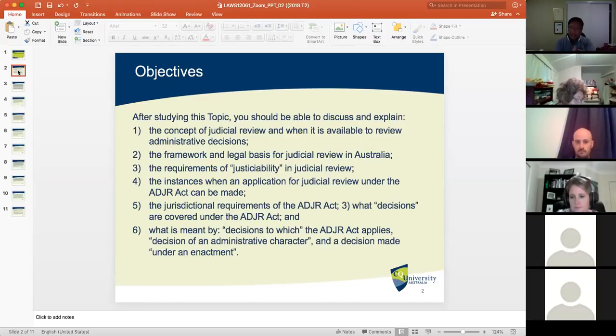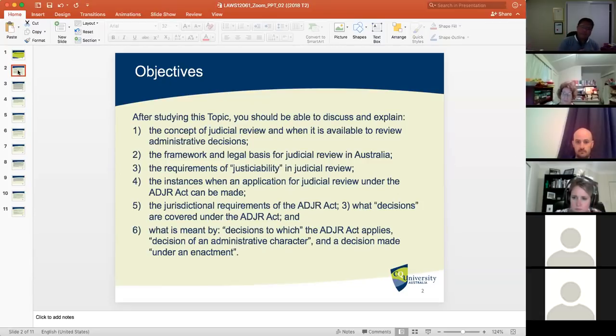As opposed to the ADJR Act, the requirement under the Administrative Decisions Judicial Review Act of 1977 Commonwealth is that a decision is made under an enactment. In other words, it's made under a statute. And so for as long as it is made under a statute, there is no requirement that that particular statute provides for a remedy for judicial review. It is sufficient that it is a decision made under an enactment, as opposed to the AAT Act of 1975 Commonwealth, which requires that the decision is made under an enactment, and the enactment itself must provide for an application for merit review to be available with the AAT.